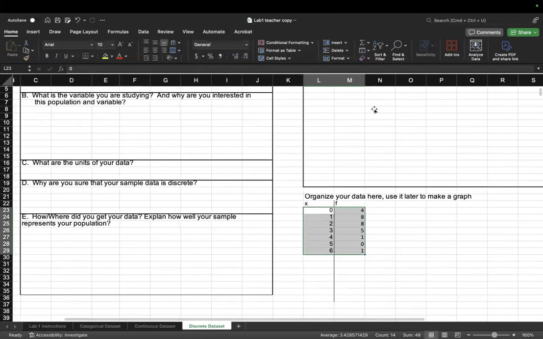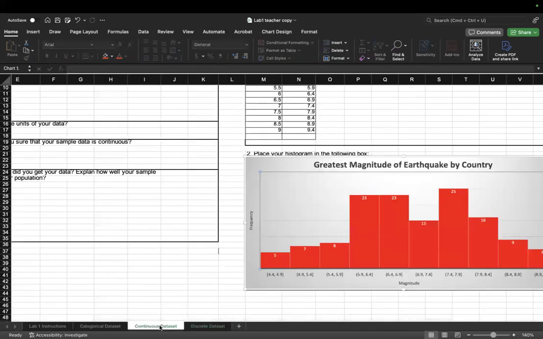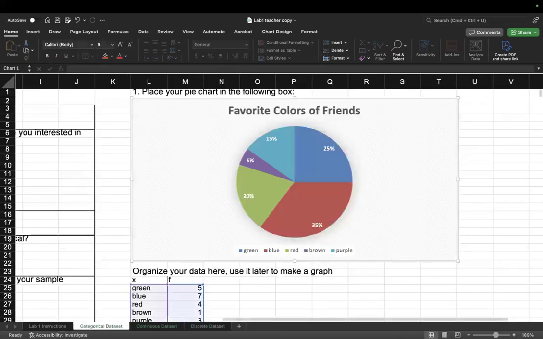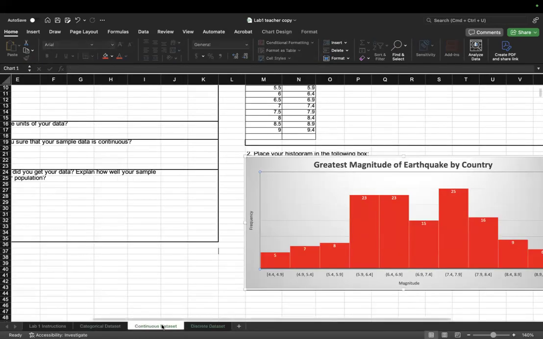All right. That's it for the lab. No, you can't do a pie chart for continuous. Continuous has to be a histogram. You could do a pie chart for categorical and discrete, but the continuous has to be a histogram. You thought you were going to get off easy with the pie charts for all three. No, histogram needs to be for the second one.